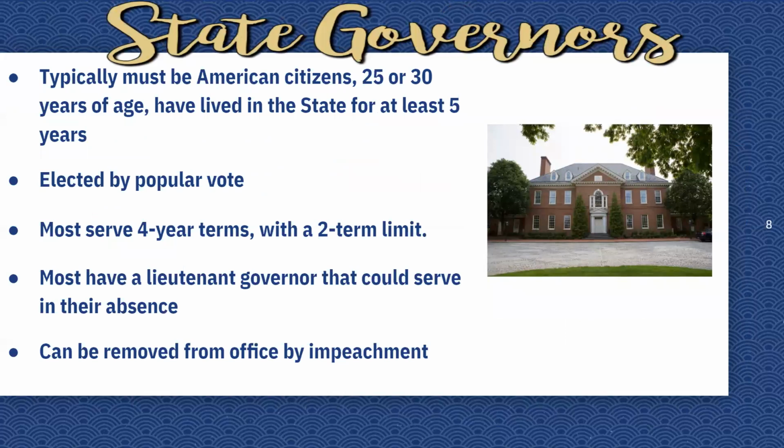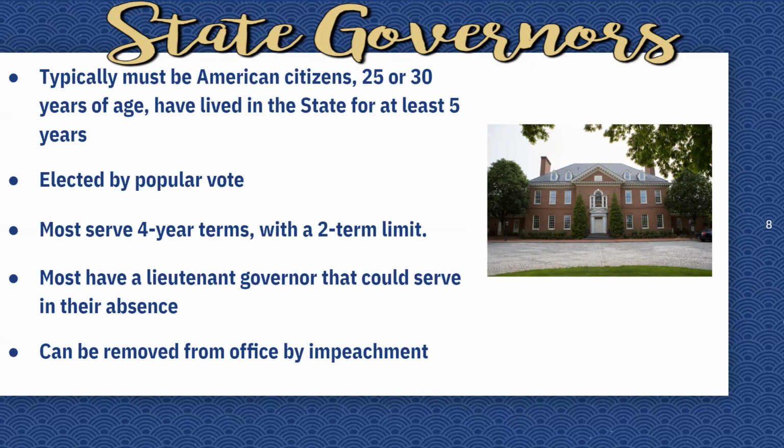The governors, this is the executive branch. Typically, this is pretty common among all the constitutions, but they're not all exactly the same. Typically, they have to be American citizens. They have to be between 25 or 30 years of age at minimum, and they have to have lived in that state for at least 5 years. That's a pretty basic requirement. They're all elected by popular vote. Most of them have 4-year terms, so they're elected to office. They're there for 4 years, and they can't serve more than 2 terms. So 8 years total, can't go beyond that.